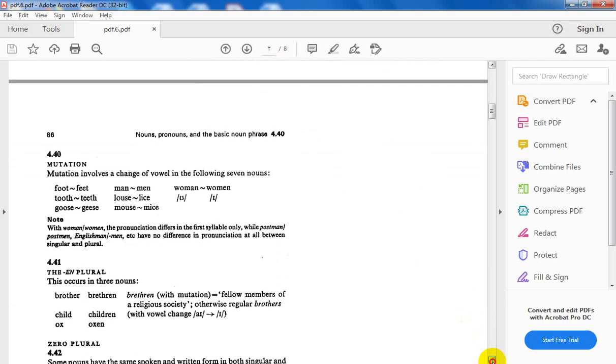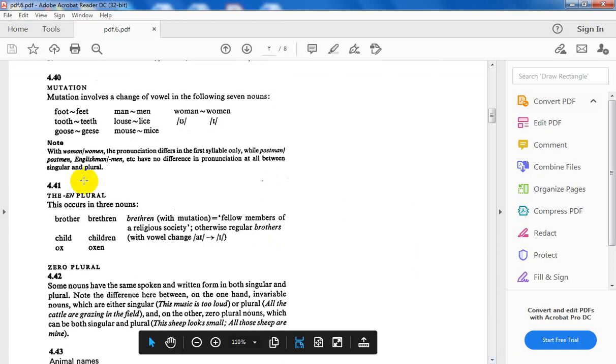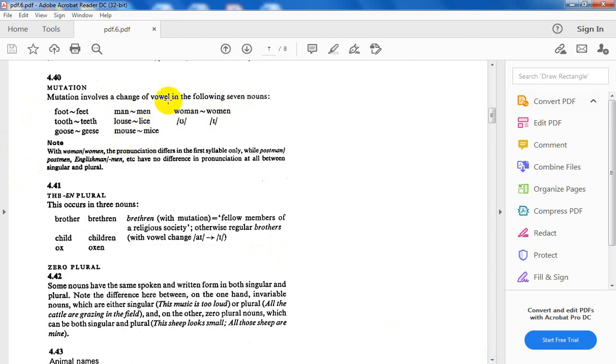The second type of plural, which is what? Mutation. Mutation involves a change of vowel in the following 7 nouns. Only these nouns adopt the mutation, changing the middle vowel: foot, feet, tooth, teeth, goose, geese, man, men, louse, lice, mouse, mice, woman, women. These are the 7 nouns that adopt the mutation plural.